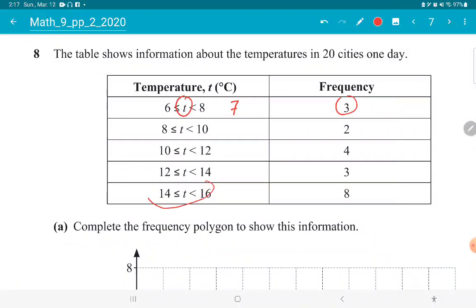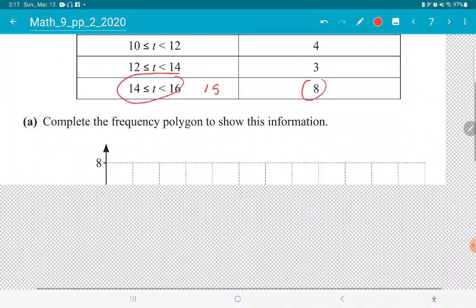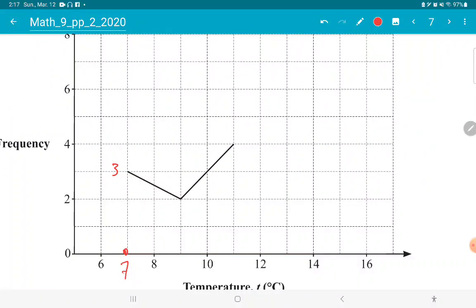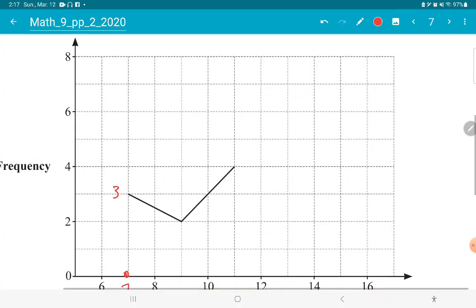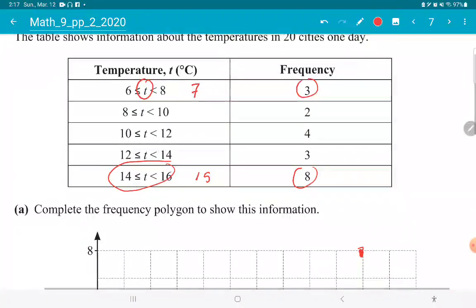Here is the average, 14, 16, that's 15. I need to jump to 8. 15 in here. And 8 will be the highest. That's 8, that's 15. That's 1 point. Let me go back and see what's the one before here.